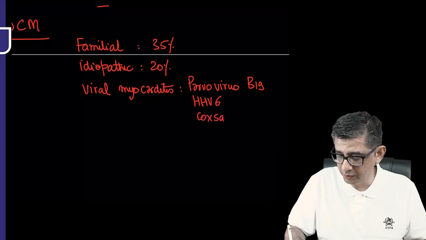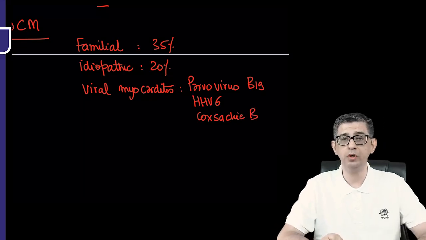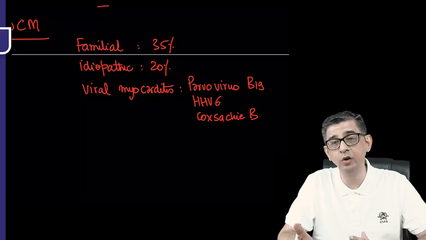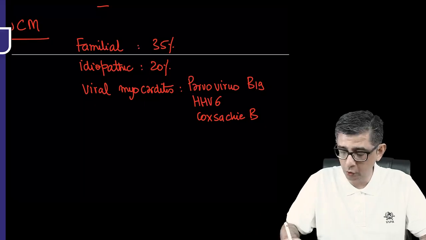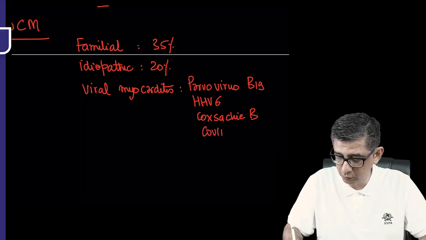And yes, there has been a slight shift. When I was a student your age, I used to study Coxsackie B myocarditis. Coxsackie B was the leading cause of viral myocarditis. Currently, it is parvovirus, or it could be COVID-19 as well, that is the SARS-CoV-2 virus.